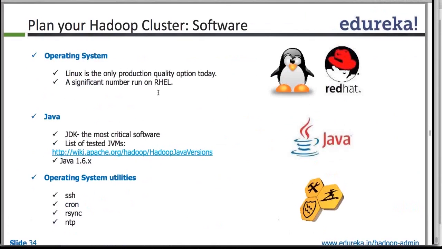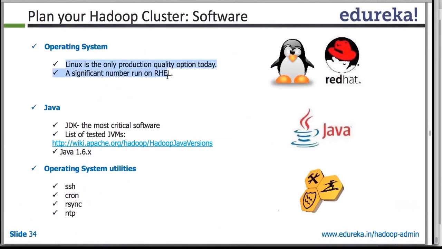Similarly, in terms of software, what do I need? Linux to run production clusters. Although Windows is supported, it has high memory and CPU requirements, so it is not preferred. So you will run either RHEL, meaning Red Hat Enterprise Linux, or CentOS. Some companies also use Ubuntu.